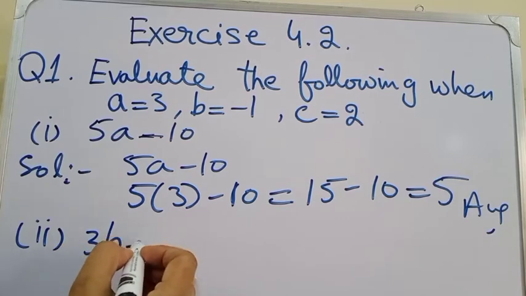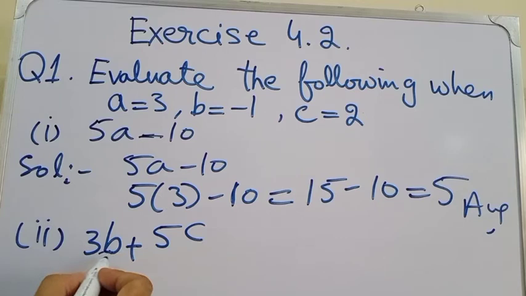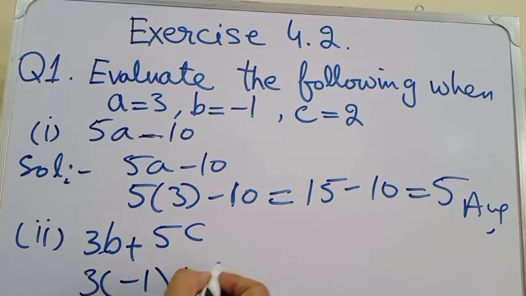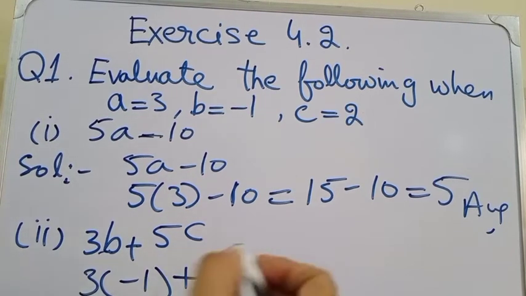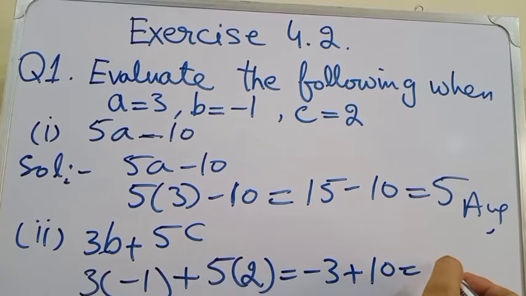Second, 3b plus 5c. We put the values of b and c in this expression. We have b is minus 1 and c is 2. 5 into 2, this is equal to minus 3 plus 10 equals 7, which is our answer.